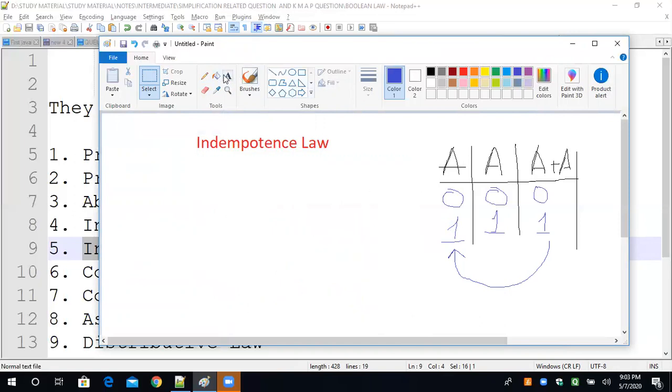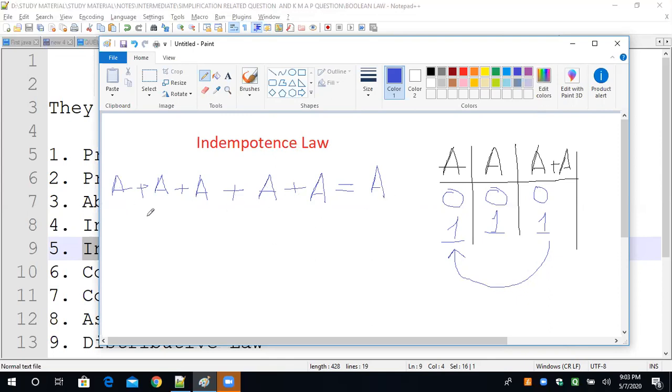Suppose some expression is written like that: A plus A plus A plus A, multiple times, plus A. 5 times I have written the A with the plus sign. Now after reducing by the idempotency law, you can write a single A. The complete series will be equal to A.